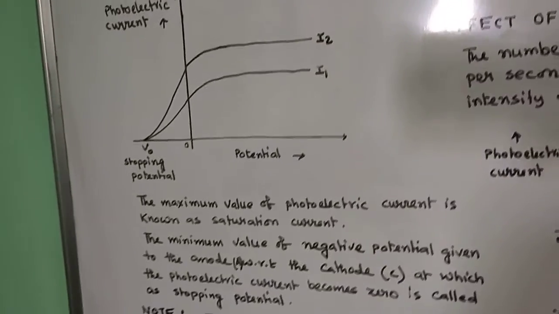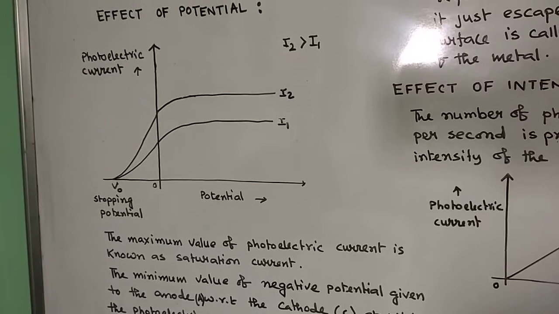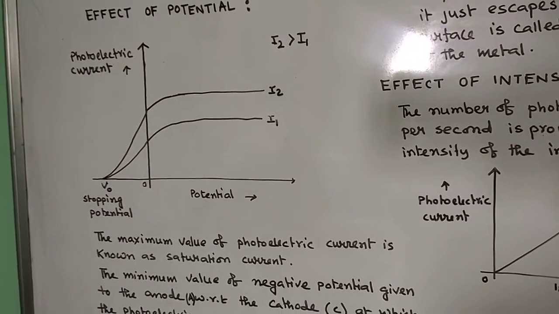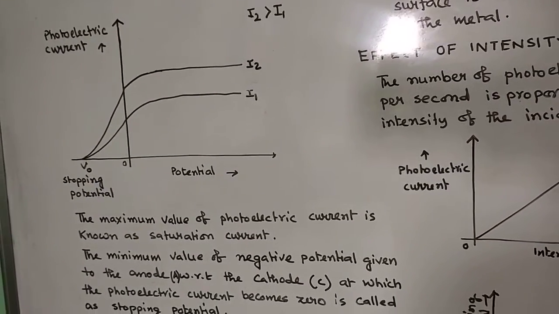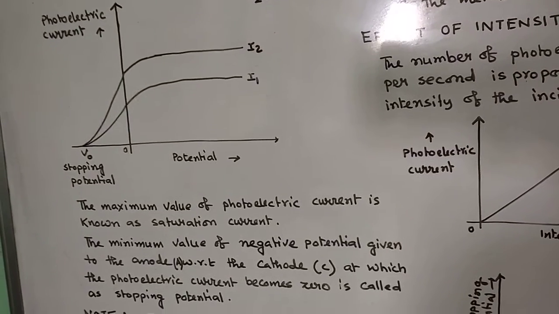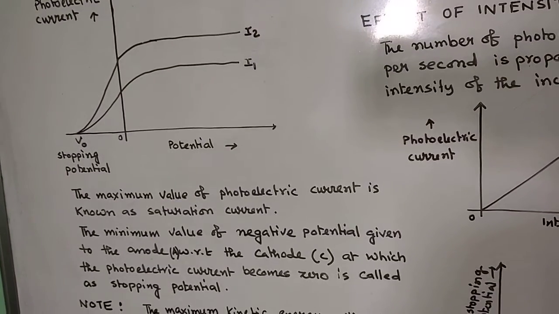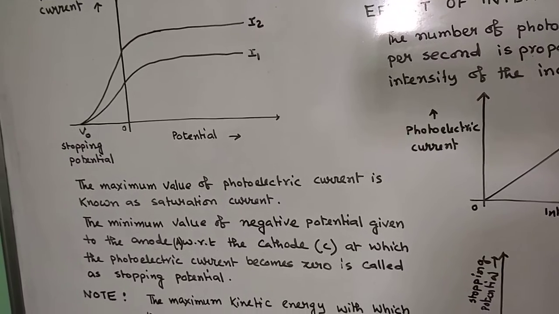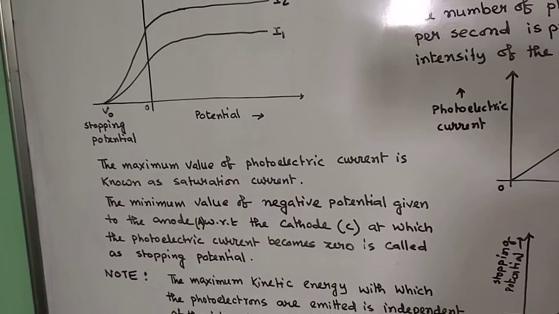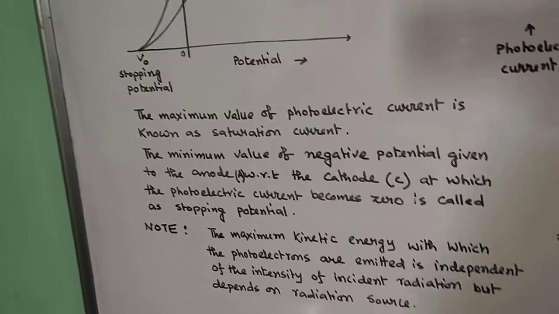So here we have written: the maximum value of photoelectric current is known as saturation current. The minimum value of negative potential given to the anode with respect to the cathode, at which the photoelectric current becomes zero, is called the stopping potential. Sometimes it is asked, what is stopping potential?